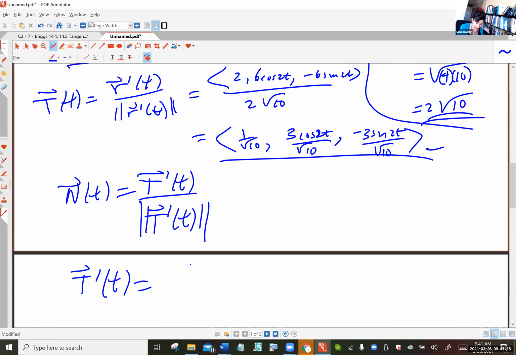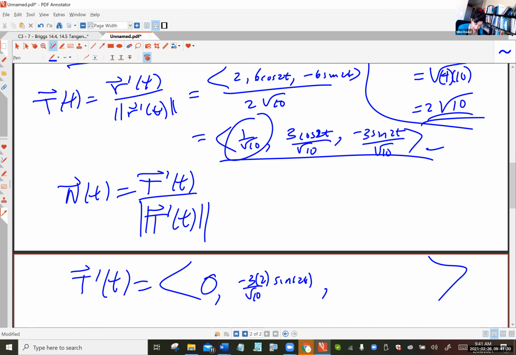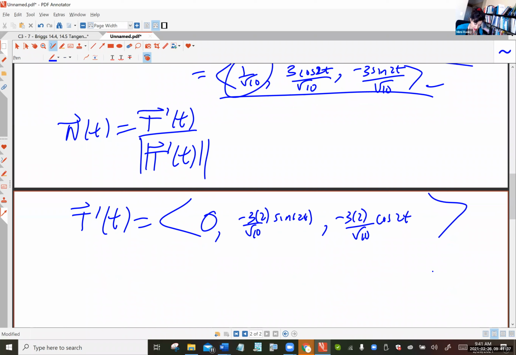Here it is. And we're just going to take the derivative of that. Well, good news. The derivative of a constant is 0. Hey, that was nice. And then the second thing is taking the derivative of a cos, which is going to give us a sine. And then taking the derivative of a negative sine will give us a negative cos. And I think we've got big T prime there. That look good? So if you clean it up a little bit, you're going to have negative 6 over square root of 10 sine of 2t, and then negative 6 over square root of 10 cos of 2t. Okay, that's big T prime.